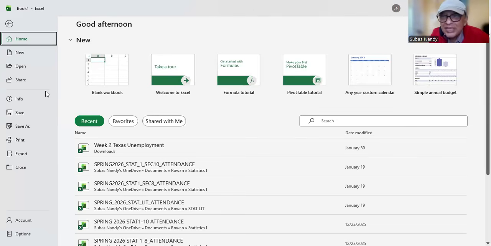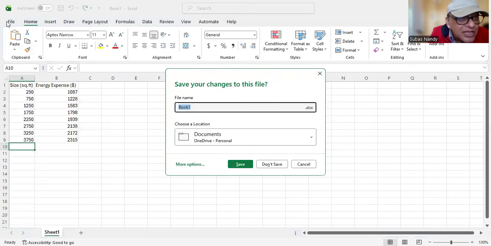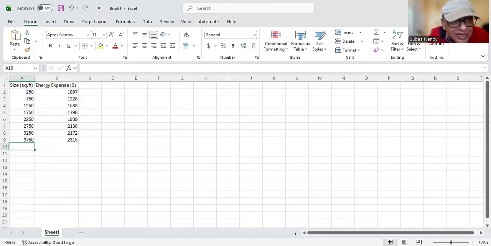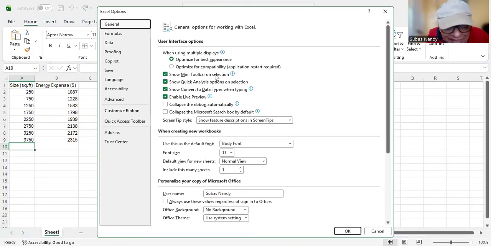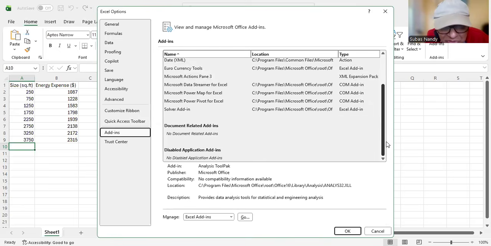Assuming you do not have data analysis toolpack already installed in your Excel, what you will do is go to file and go to the bottom to options. Then you're going to click on add-ins. Okay. So what are you going to add in? Of course, you are interested in data analysis tool pack.